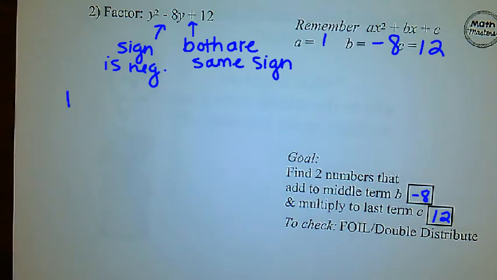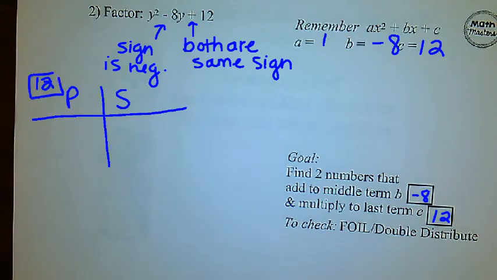Okay, so let's talk about that after. So we have our P&S chart. I need to multiply to a positive 12, and I need to add to a negative 8. So what this means is we're going to have two minuses so that we can get a negative. Okay, so let's see, negative 1 and negative 12, that would get me a negative 13, so that doesn't work.